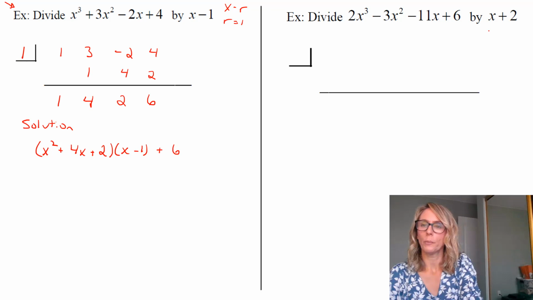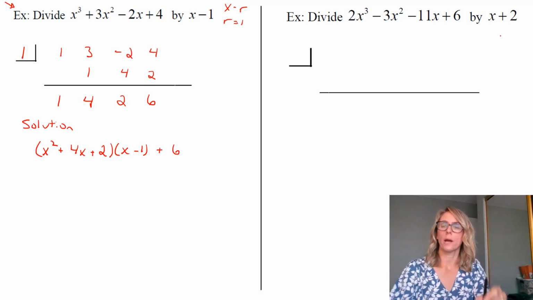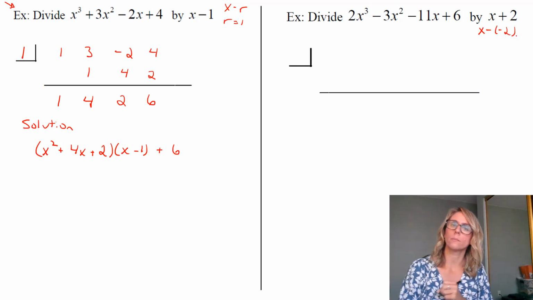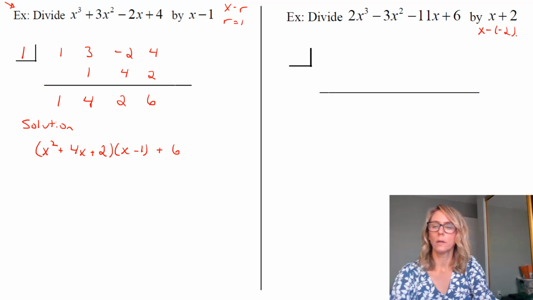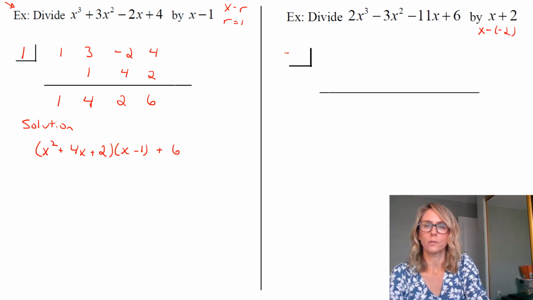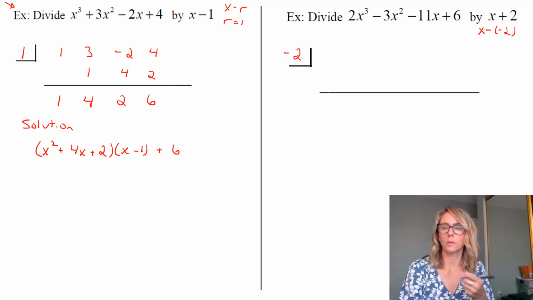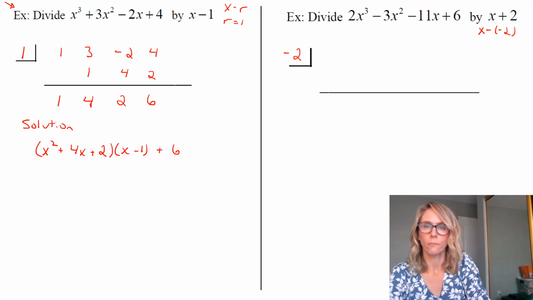Now we have one more example. Again, you can pause and try this. If you want a little bit of a hint, it's going to be x minus a negative 2 to think about, because we want the form x minus r. And so that's going to put a minus 2 here. So that's the only thing to remember. Otherwise, it's very similar. So go ahead and try it.